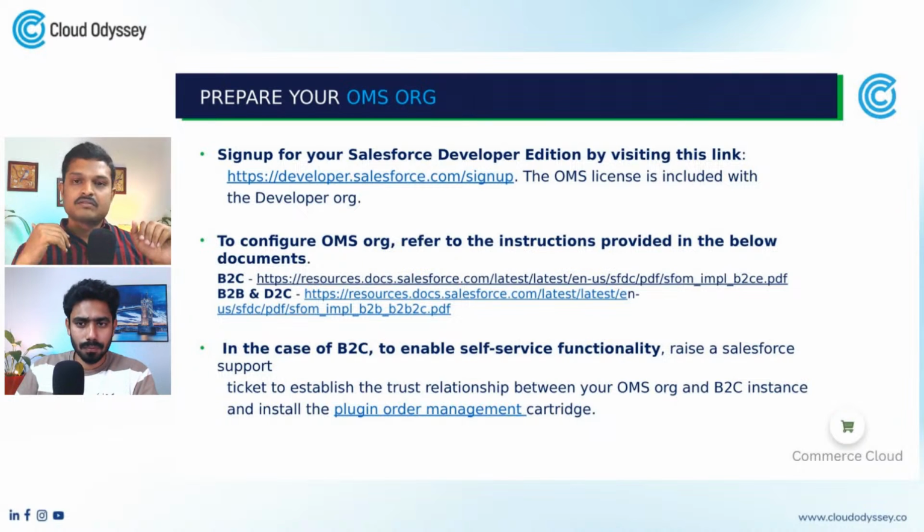So the question is, do I need an org, or what kind of org do I need just to explore the product? You can create a developer edition just by signing up at developer.salesforce.com. The OMS license is already included as part of the developer edition. We have provided a couple of documents here. If your business model is B2C, you can follow the document mentioned here. If your business model is B2B or D2C, you can use the PDF document that we have provided.